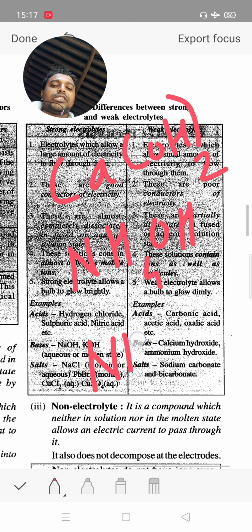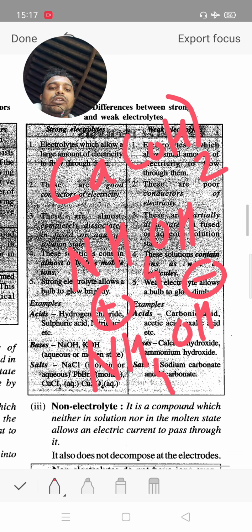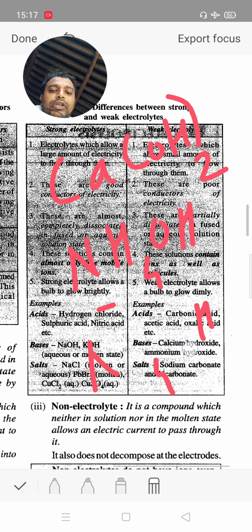It produces NH4+ ion and OH- ion in the aqueous solution. It is a poor conductor of electricity because it is partially or incompletely dissociated into ions in the aqueous solution.